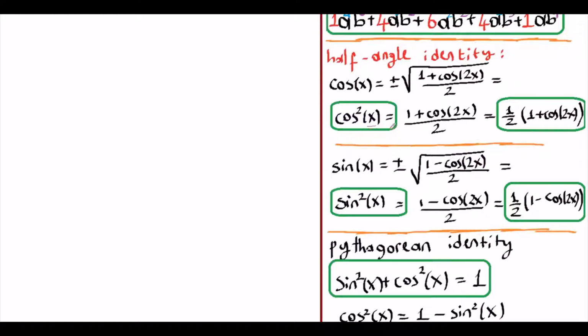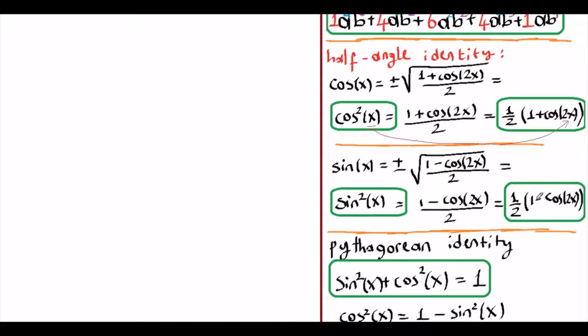Whatever the angle here will be doubling here. So if you have here x, then you're going to obtain here 2x. If you have here 3x, then you're going to obtain here 6x. Similarly, the half angle identity for sine squared of x will be 1/2 times (1 minus cosine of 2x). So the only difference between sine and cosine in the half angle identity is 1 plus cosine of 2x or 1 minus cosine of 2x.